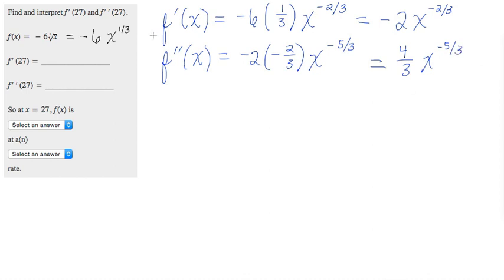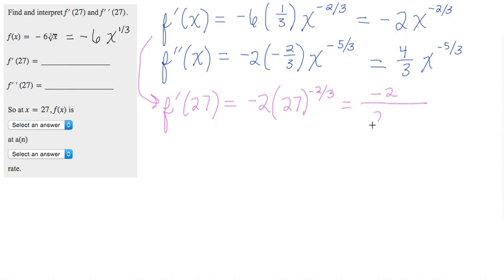Now let's go ahead and plug in 27 into each of these. So I'm going to go ahead and find f prime of 27 and f double prime of 27. And we're actually looking to figure out whether those numbers are positive or negative. That's going to tell us information here. So when I plug in 27, okay, we have -2 times 27 to the power of -2/3. Well, I suppose you could enter that on a calculator, but I'm going to do it without one. So I'm going to rewrite the 27 to the -2/3 with a positive exponent by putting that part in the denominator. So that would make it -2 divided by 27 to the positive 2/3.